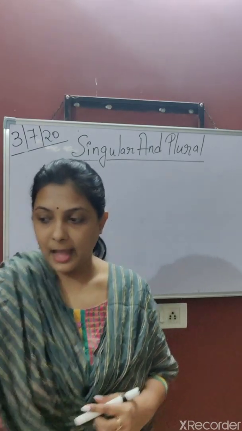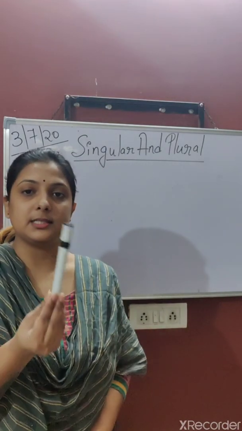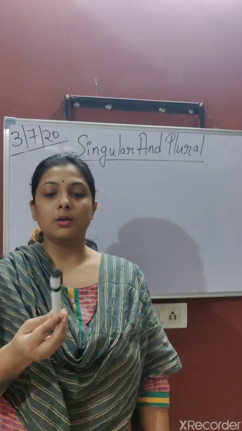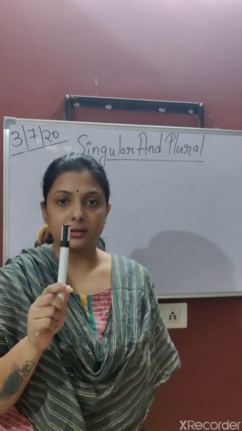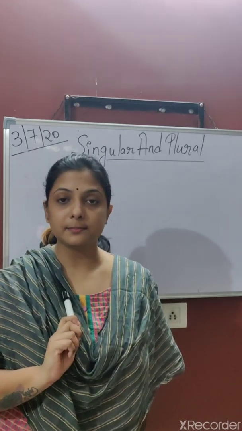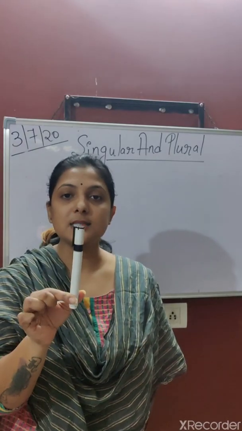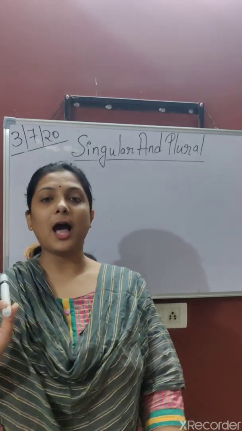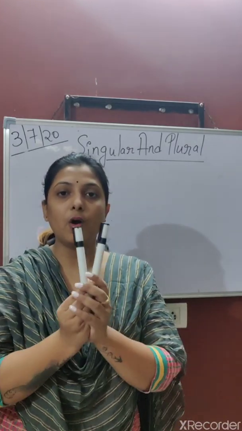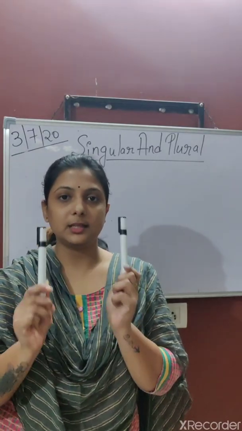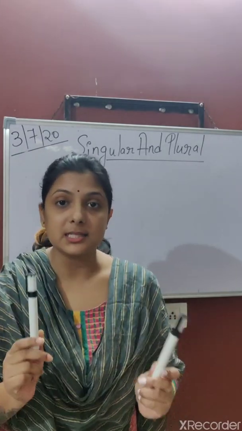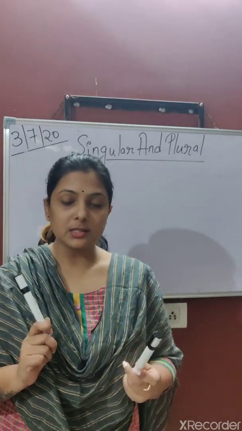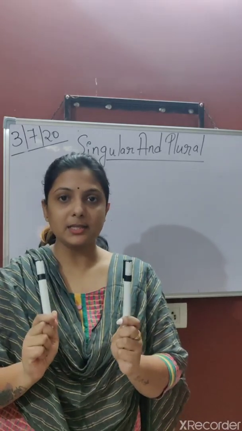Now tell me one thing, what is this? This is a marker? Yes, good. Why do we call this a marker, not markers? Can you tell me? Because this is singular, this is one, right? And if I ask you what are these, these are markers, right? Why do we add s into this? Because I have 2 markers now, right?